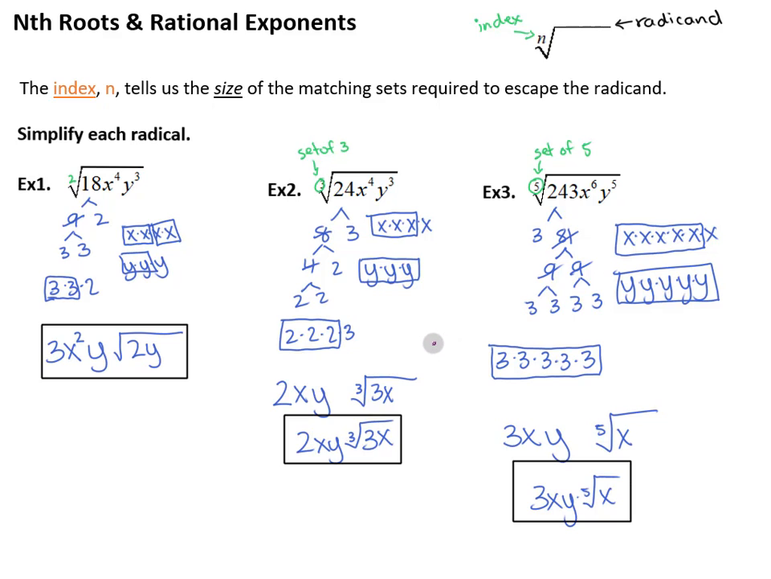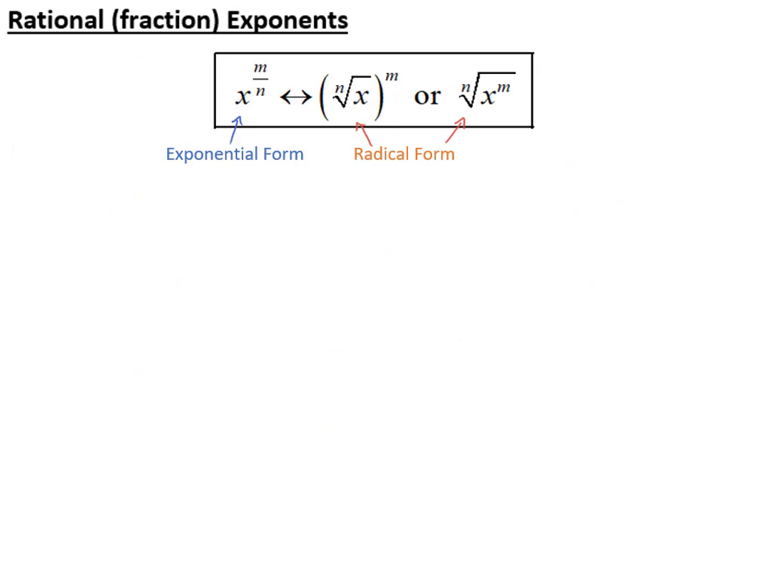If you do see an index written, that's what we need matching sets of our factors in order to take anything out. All right, the other part of our lesson today is on rational or fraction exponents. So yeah, we can have fraction exponents, and what they really mean is a type of radical or root. Okay, so let's take a look at our two different forms. So this first one is called exponential form. This is where we're going to have our fraction exponent.